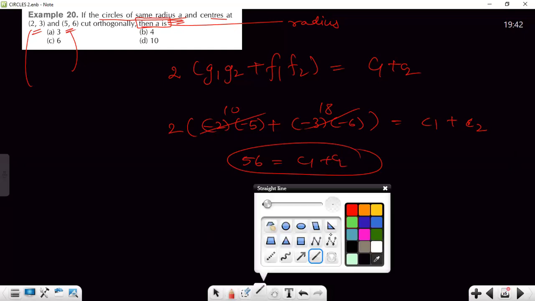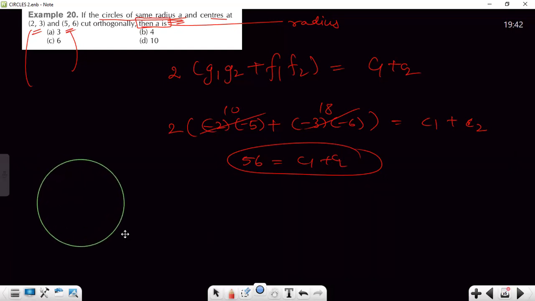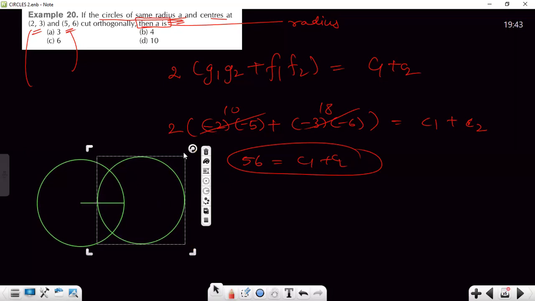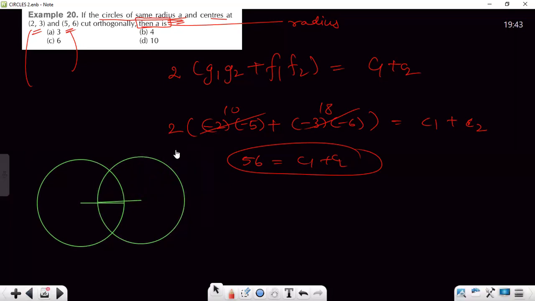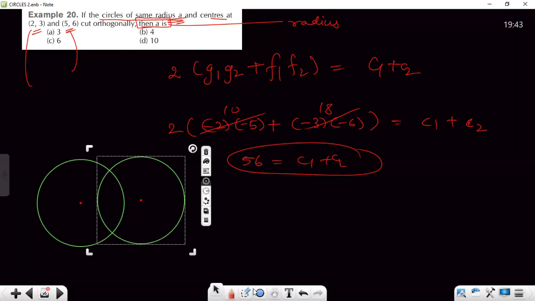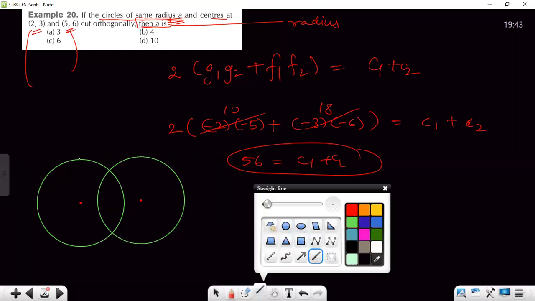Okay, so let's draw the diagram of those two circles. Let's say this is circle 1, and circle 2 will also be of the same size because the radius is the same, and they are cutting orthogonally, so this should be their diagram. Let me join their radii.